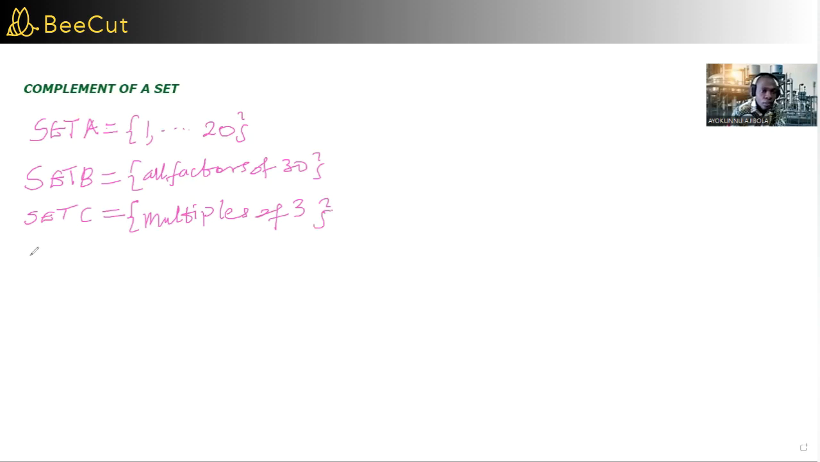While the universal set is 1 to 50. Your job is to identify all these elements. So the elements in set A will be 1 all the way to 20: 1, 2, 3, 4, and so on till you reach 20.